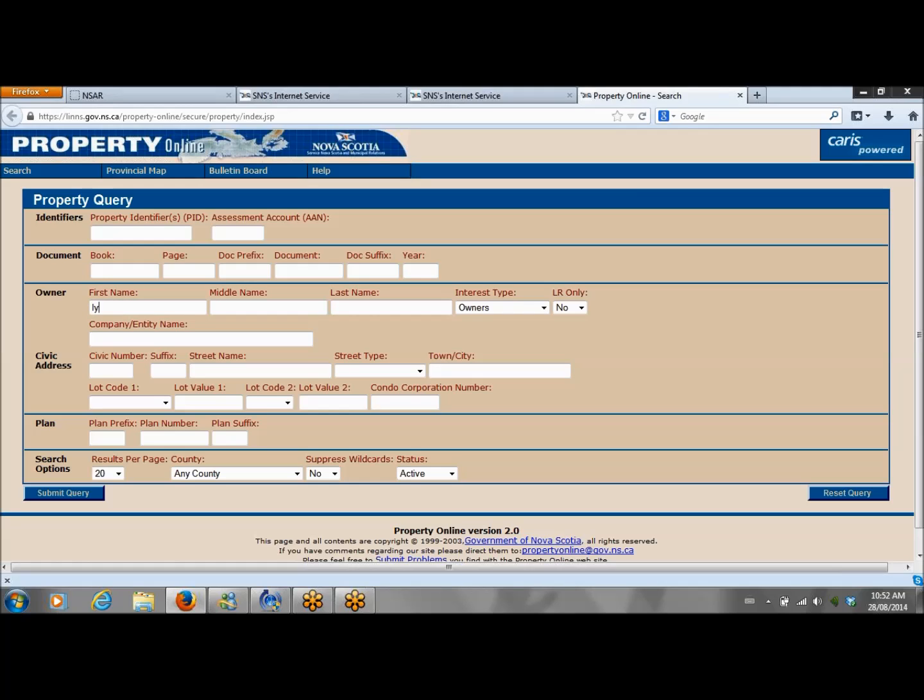I noticed too that with Property Online, before you had to take everything out, and now you can just reset it and it'll go away. Yes. Before you couldn't do that.